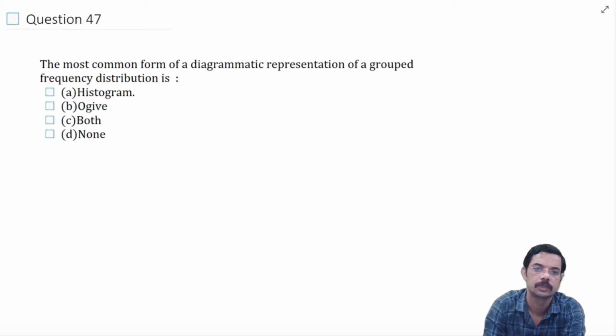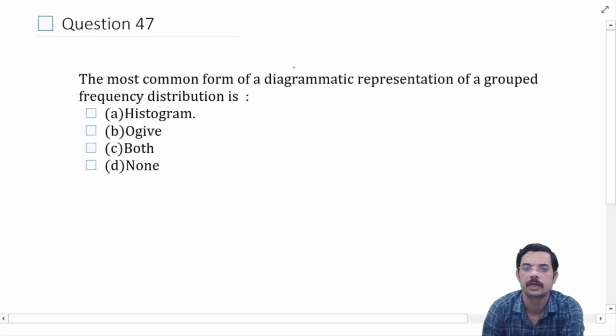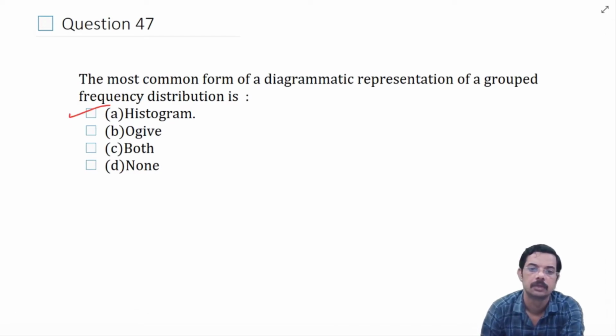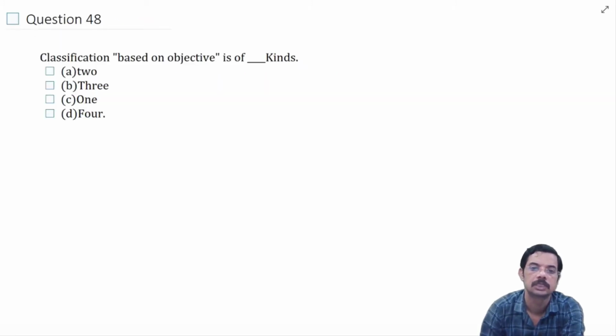Next question will be 47. In question number 47, the most common form of diagrammatic representation of a grouped frequency distribution is histogram. Again, this question has been repeatedly asked. Next question, classification based on objective is of how many kinds?